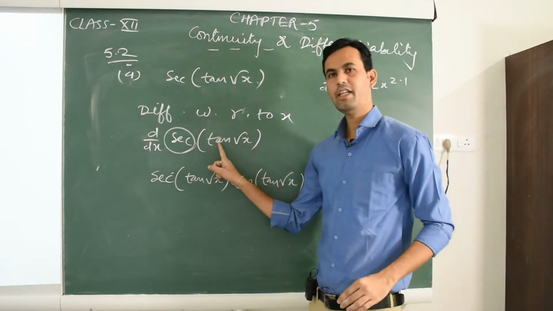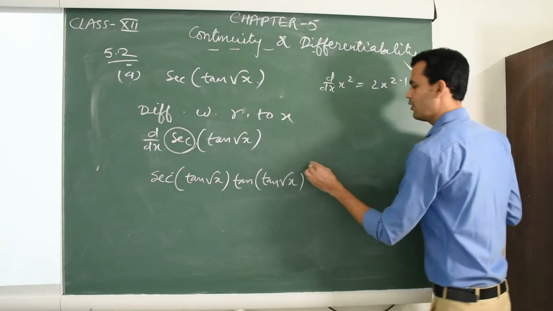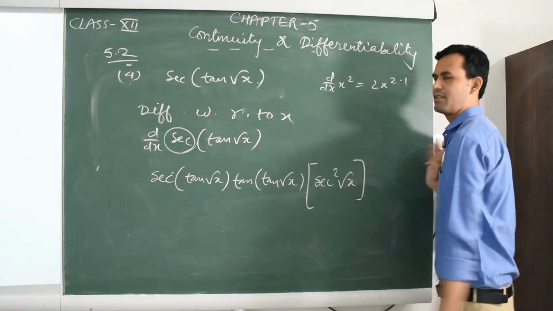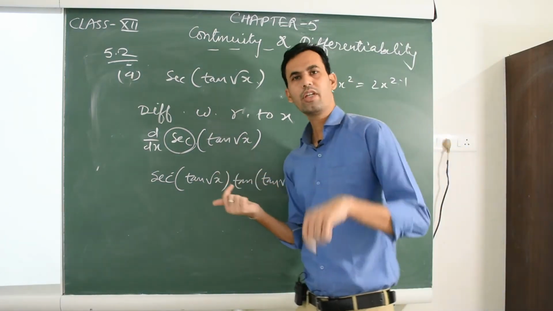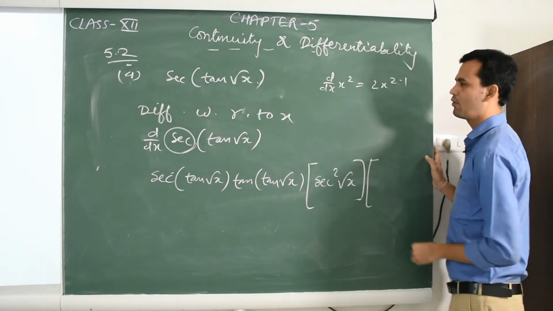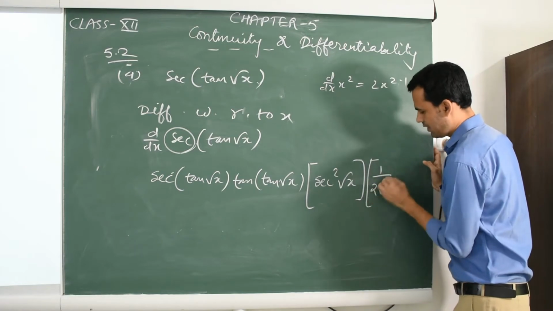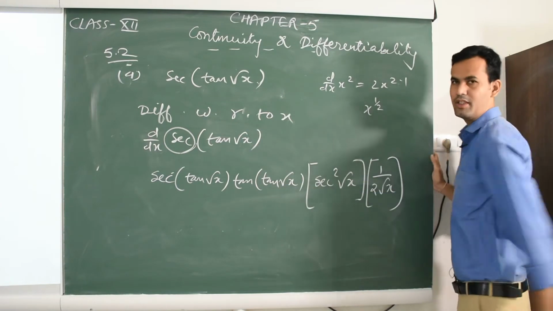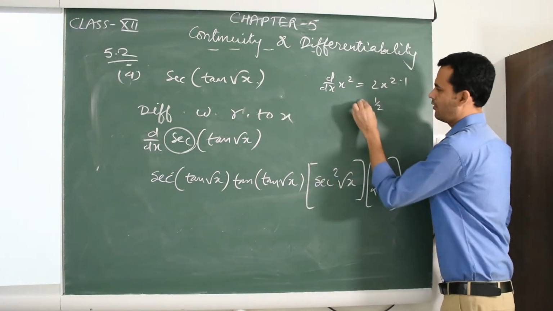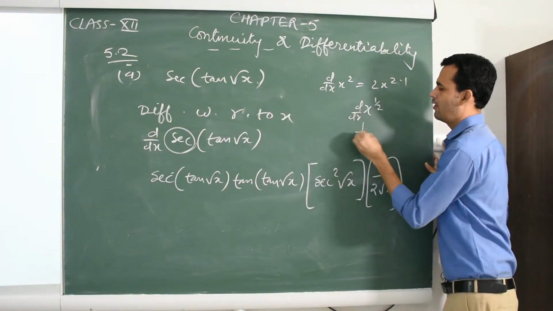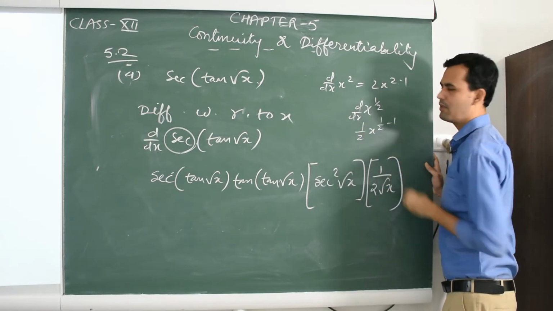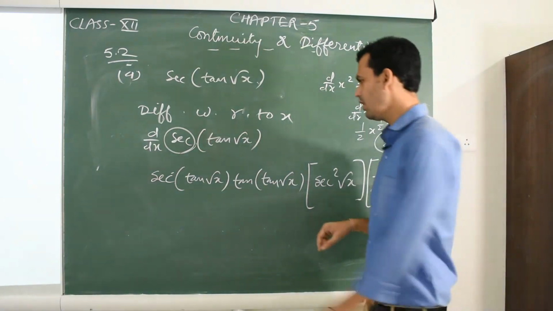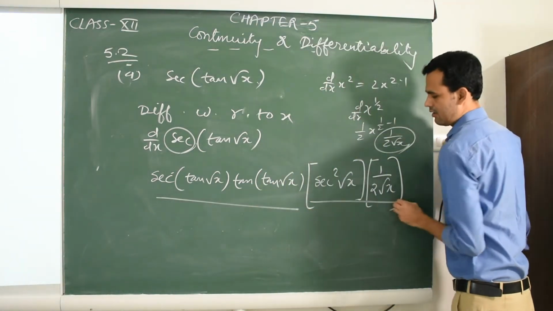Now differentiation of tan. Differentiation of tan x is sec² x, so it is sec²(√x). Now differentiation of √x is 1/(2√x). Why? Because √x means x to the power 1/2, and if we differentiate it, then (1/2) x to the power 1/2 minus 1. So it becomes 1/(2√x). So this is the answer, sec(tan √x) tan(tan √x), this and this.